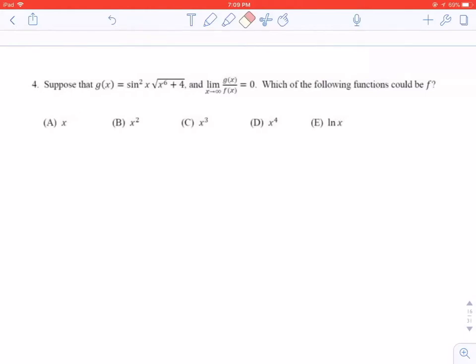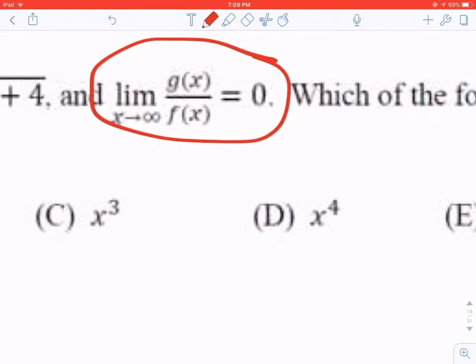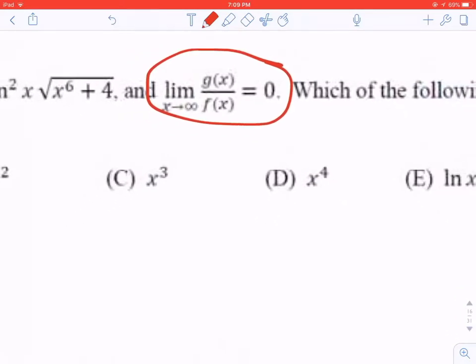Number 4, suppose that g of x is sine squared of x times the square root of x to the 6 plus 4, and the limit of g divided by f as x approaches infinity is 0. Which of the following could be true of f? Well, if x is approaching infinity and the answer is 0, we're looking for a horizontal asymptote. What's the end behavior of the graph as you go to the right forever? It says it's approaching 0.